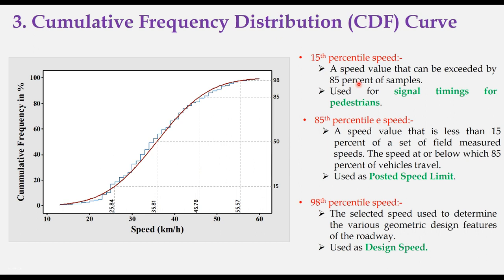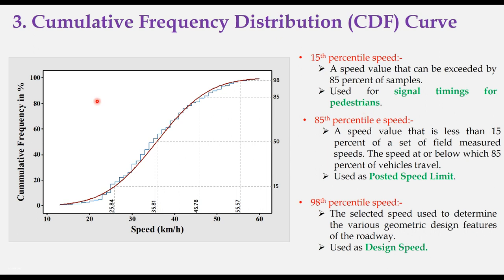Now 15th percentile speed is the speed that will be exceeded by 85% of the drivers. And this speed is generally used for signal timings for pedestrians, and this speed is also used to determine the lower speed limit on major highways. The vehicles traveling below this speed will cause interference, and that can also result in accidents.